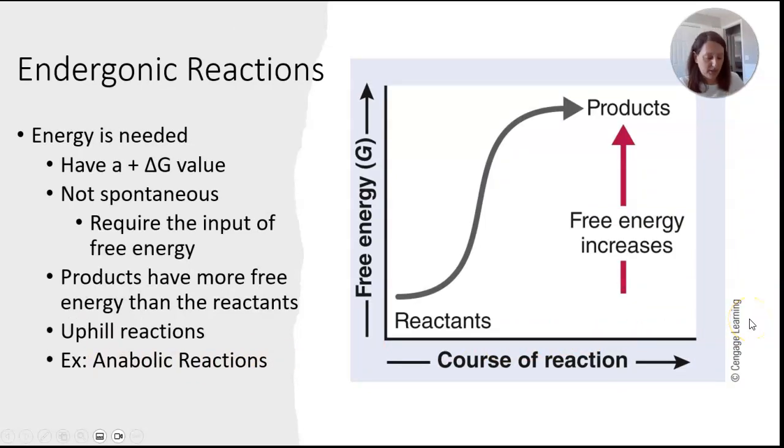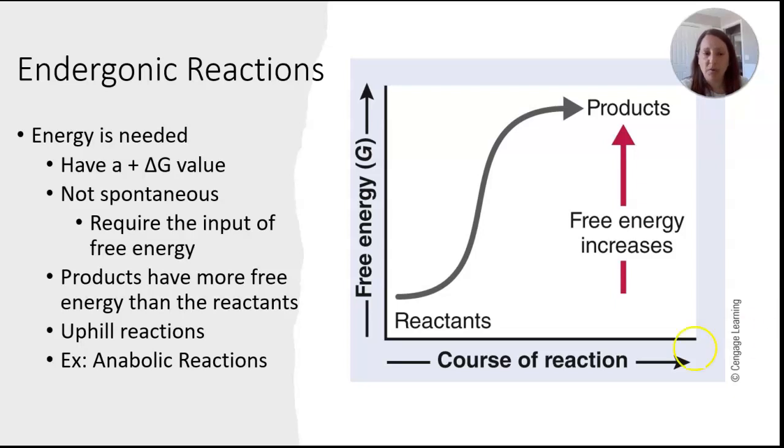On the flip side, we have endergonic reactions. Endergonic reactions tell us energy is going to be needed to drive these processes. If we look at the change in free energy value, it's positive, which means that this is not a spontaneous reaction, and we're going to require energy to get this reaction to proceed. So ATP is needed.